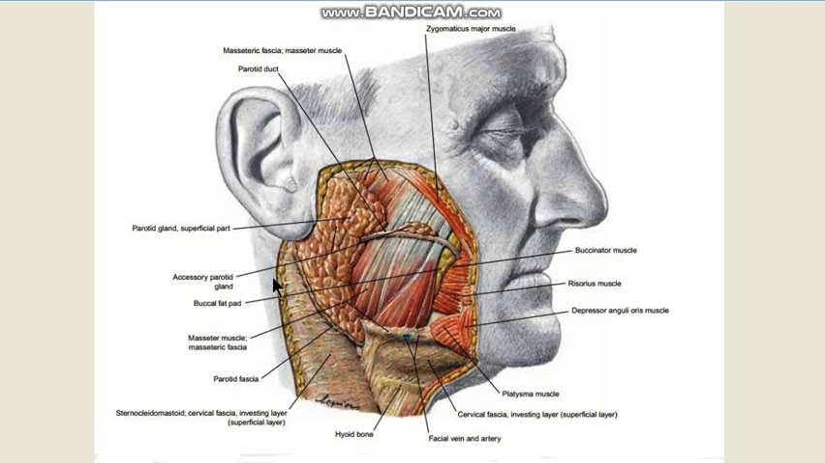So now more or less we have completed a discussion of the parotid gland, and we are going to discuss in the next video some applied aspects.